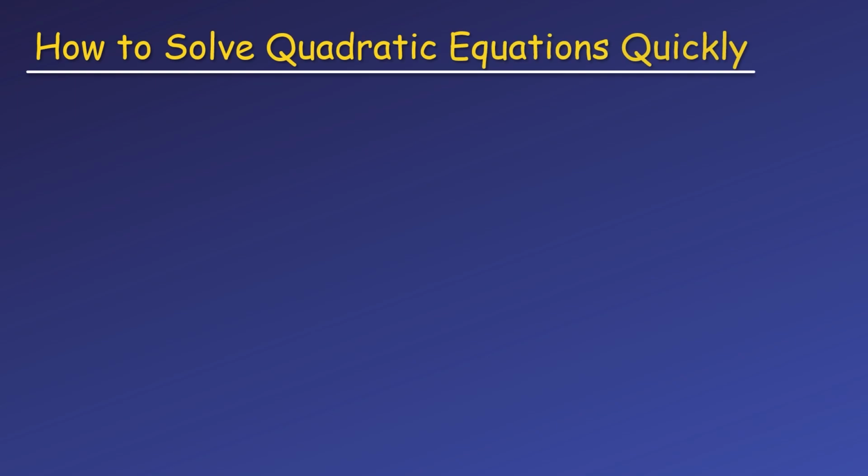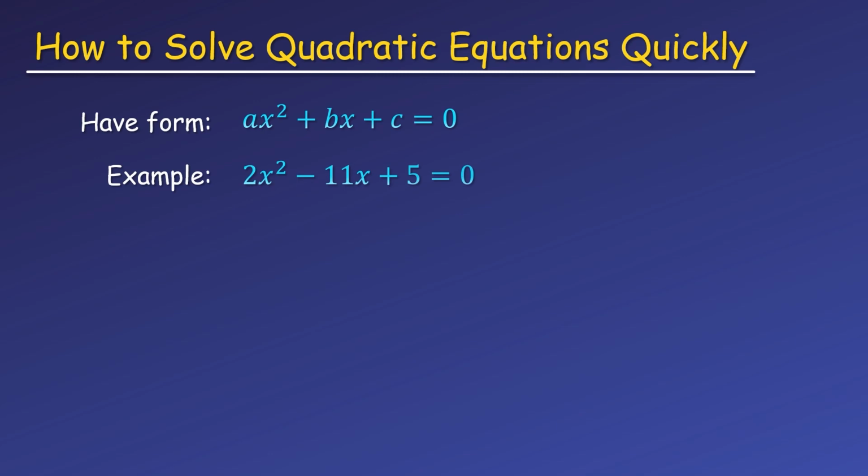In this video, we're going to see how to solve quadratic equations quickly. Quadratic equations have the form ax squared plus bx plus c equals 0. For example, the equation 2x squared minus 11x plus 5 equals 0 is a quadratic equation. A, b, and c can be 0 or any positive or negative number.